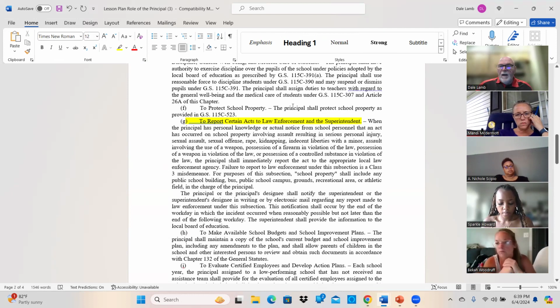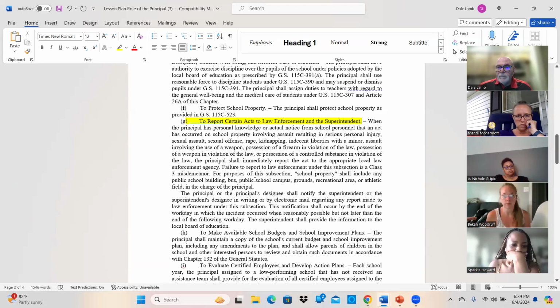This is where a crime is alleged to have occurred. See right here, and it talks about crime. If it's a criminal offense, who do you call first, the superintendent or law enforcement? It's very clear in the law. You call law enforcement first.